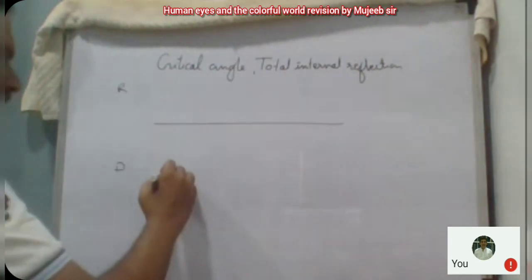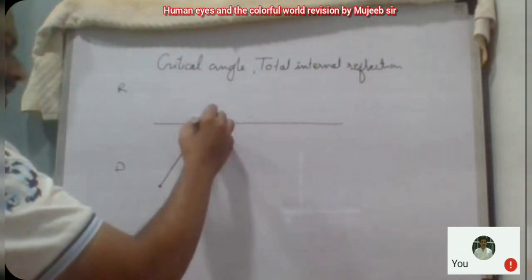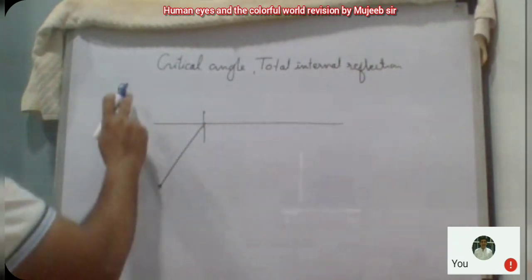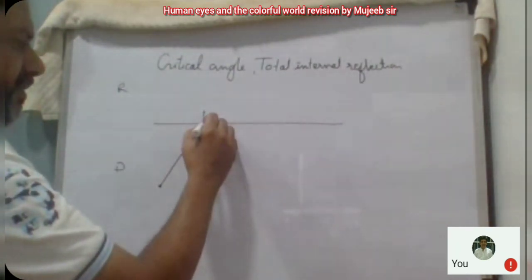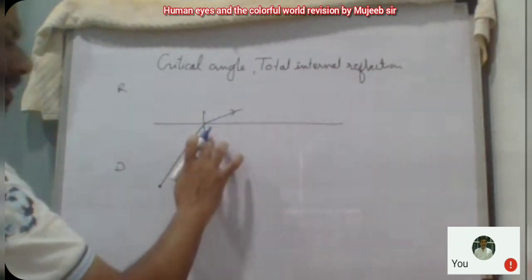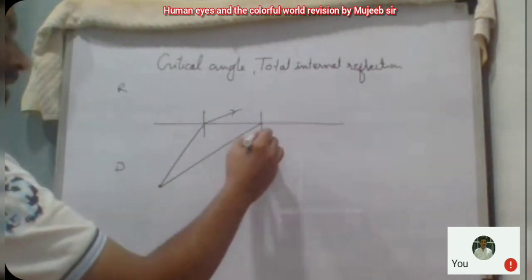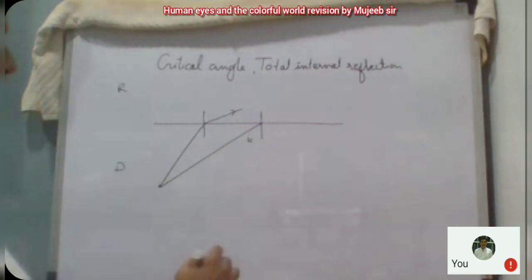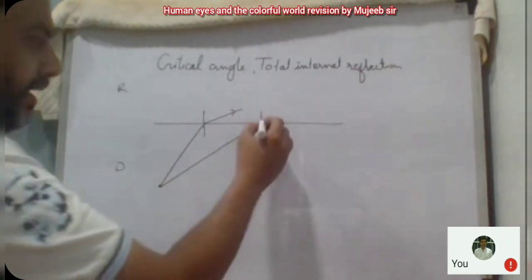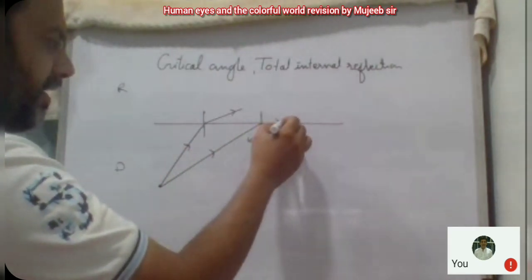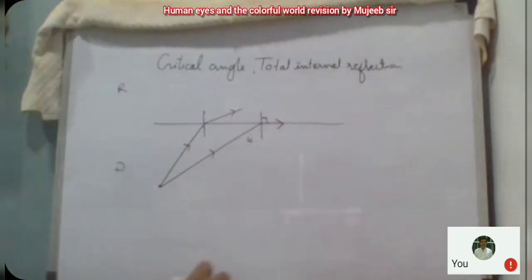So here what happens, suppose a ray of light goes and strikes over here at this point, okay. Then as the light is going from denser medium to rarer medium, the light bends away from the normal. Then if we increase the angle of incidence further, then for a particular angle of incidence, the critical angle, the angle of refraction becomes 90 degrees, okay.